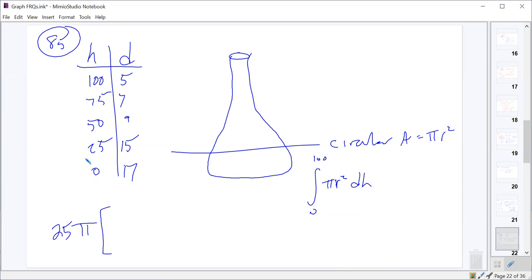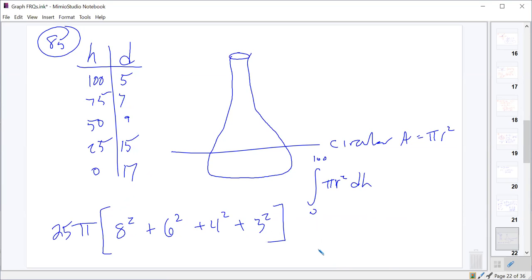So the first radius ought to be the halfway point between 15 and 17, which is 16, and then we'll take half of that, since that's a diameter, to get 8, and radius squared, so 8 squared. And then the next one is between 15 and 9, all that should be 12, and half of that is 6, so 6 squared. Next one is between 9 and 7, that's 8, and half of that is 4. And then 7 and 5, that's 6, and half of that is 3.